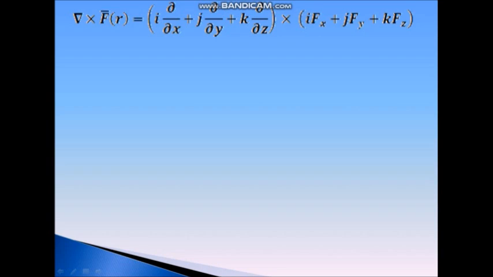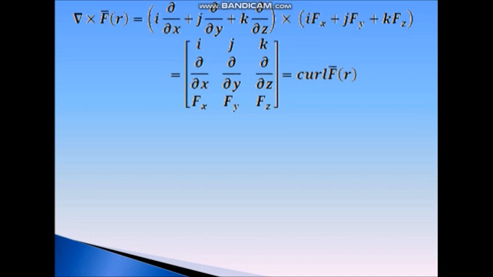Now the cross product with the function f of r, where f of r is i f of x plus j f of y plus k f of z. To solve this, we have to use the matrix form. By using the matrix form, we can solve this curl of f of r. We simply take the unit vectors i, j, k, then dou by dou x, dou by dou y, dou by dou z, and f of x, f of y and f of z. So how can we solve?